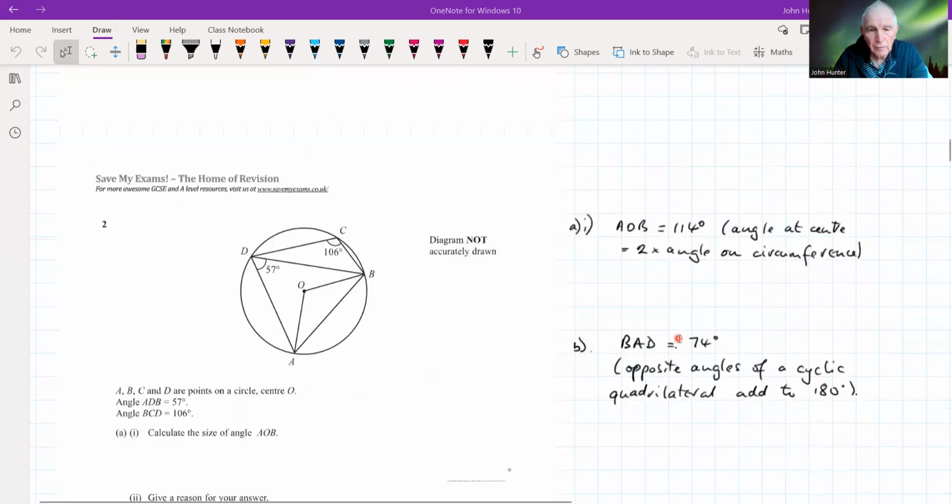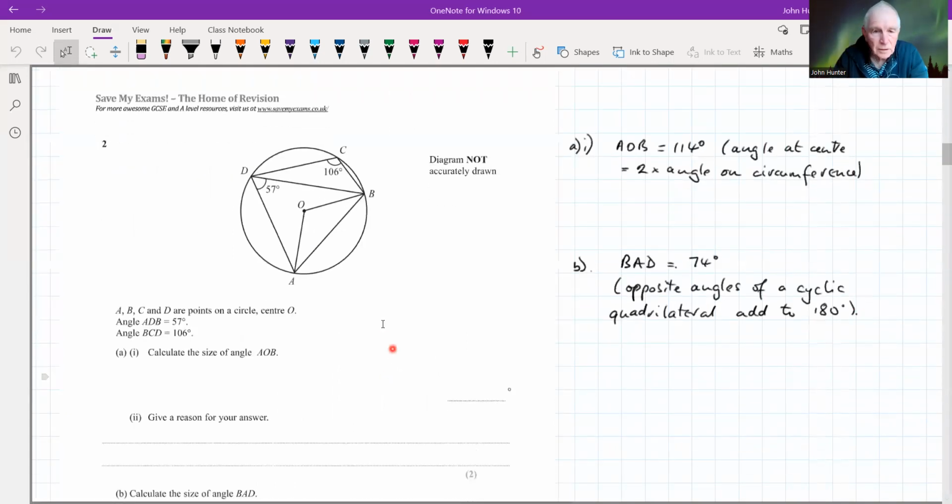Let's go on. Right, okay, we've got a circle theorem. This is a fairly straightforward one, I think. They get quite a bit more complicated than this, but this isn't too bad. A, B, C, and D are points on a circle, center O. Cyclic quadrilateral, of course. ADB equals 57. That's this angle here. And BCD equals 106. Calculate the size of AOB.